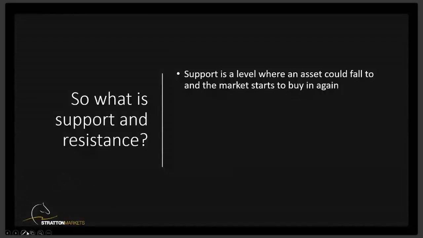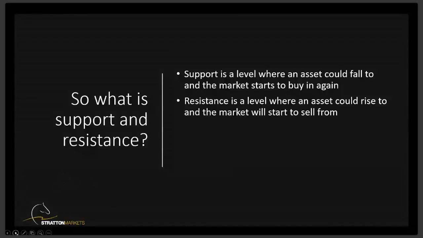Okay, and so it shoots up higher. Resistance is the opposite. Resistance is a level where an asset could rise and the market will start to sell from. So basically, it acts like a ceiling. So an asset could be rising, hits this particular level, and then the market jumps in and starts to sell that asset, and the asset price starts to fall.